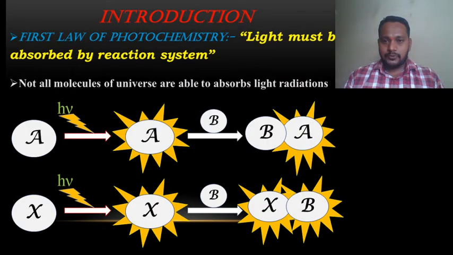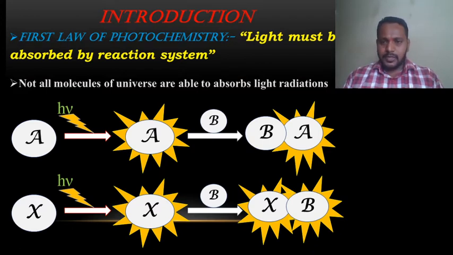First, introduction. As we already know, the first law of photochemistry, that is Grotthus-Draper's law, states that only those parts of light which are absorbed by a reacting system are effective, or responsible for carrying out a photochemical change. It means that the light must be absorbed by a reactant to carry out a photochemical reaction, according to the first law of photochemistry.